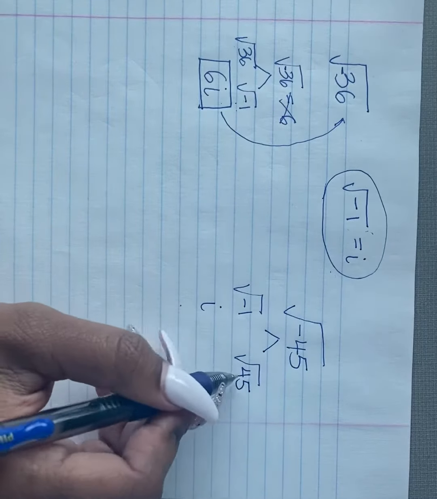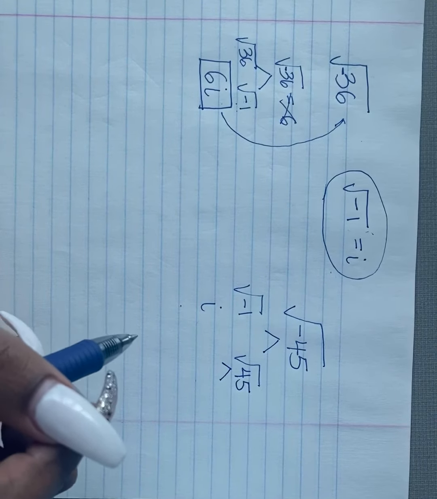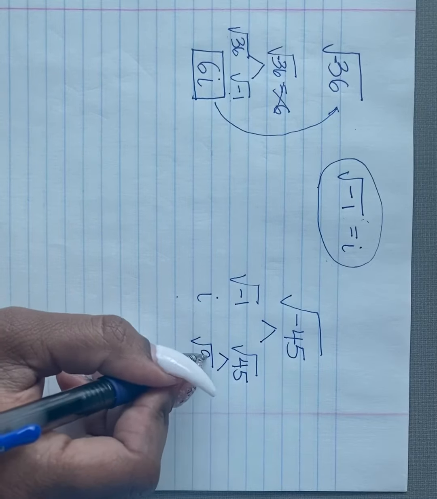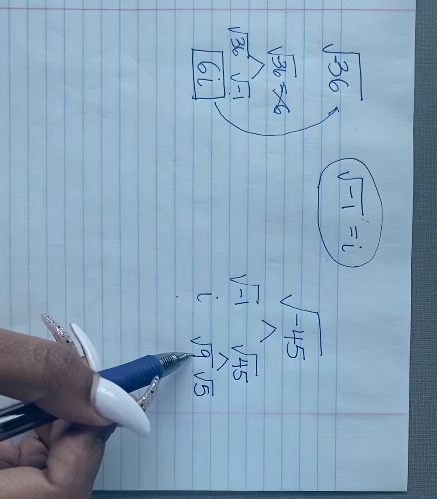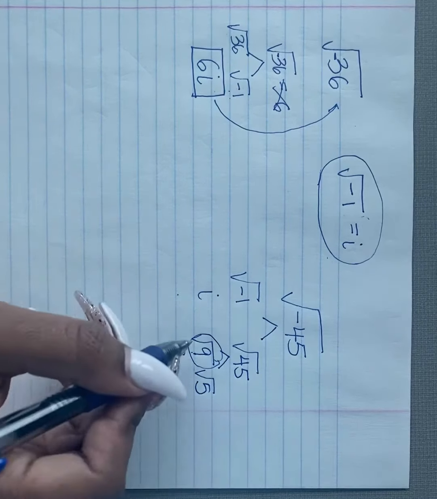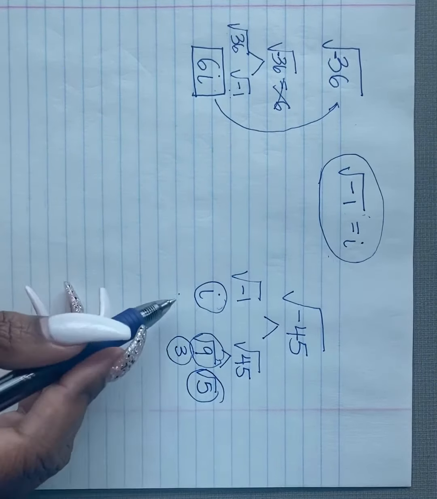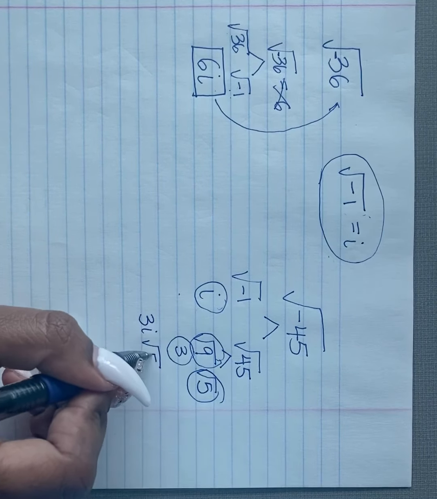And that radical 45 we can break up into, remember, we used our perfect squares. So the square root of 45 breaks into square root of 9 times square root of 5. And 9 is that perfect square, so this is going to turn into a 3. And so this whole thing comes down into these three parts that cannot be simplified anymore. And so it becomes 3i radical 5.